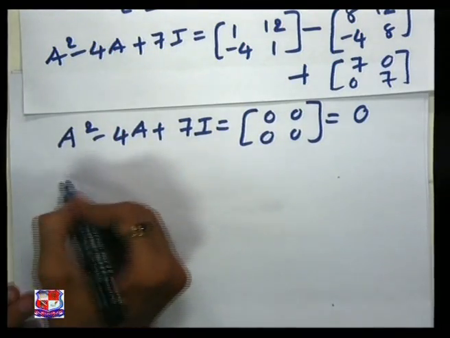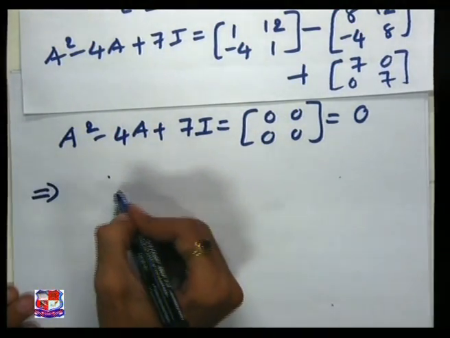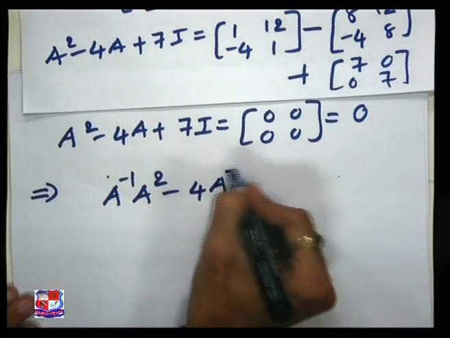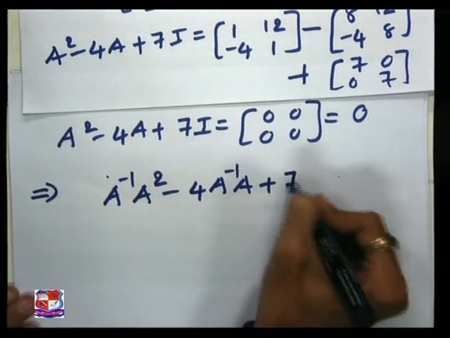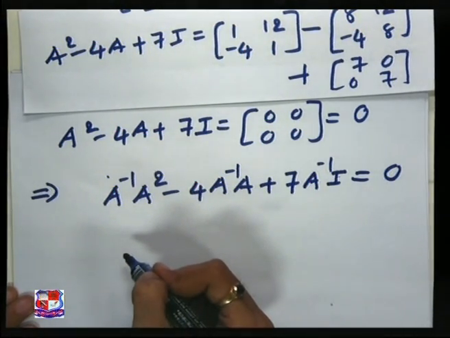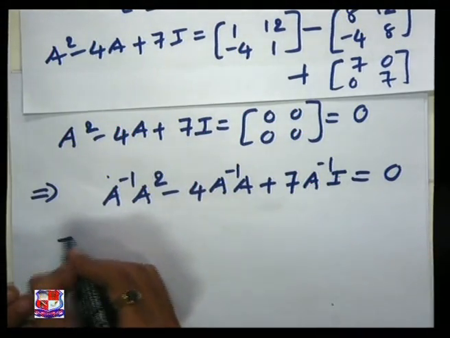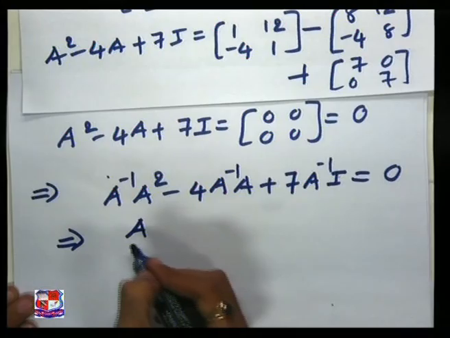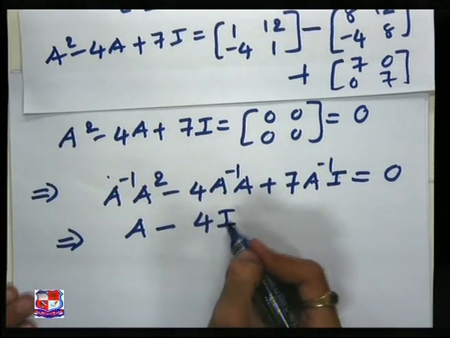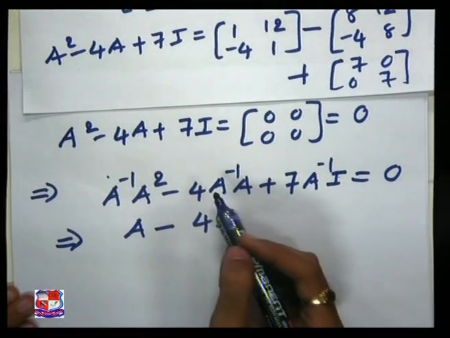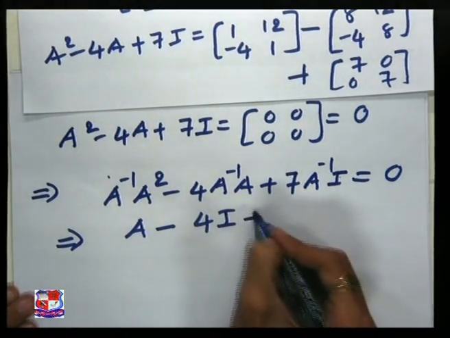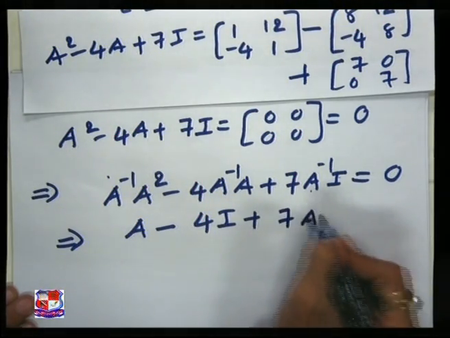So here if I multiply with A inverse, then I will get A inverse into A square minus 4 A inverse into A plus 7 A inverse into I, that is null into A inverse, that is null. So this implies A inverse into A square, that is A, minus 4 A inverse into A, that is I. This is the property of inverse matrix, that if I multiply the matrix with its inverse, then it will give the identity matrix. So A minus 4I plus 7 A inverse into I, that is 7 A inverse, is equal to 0.